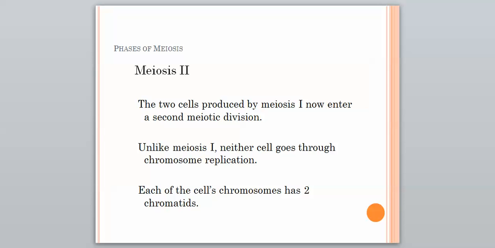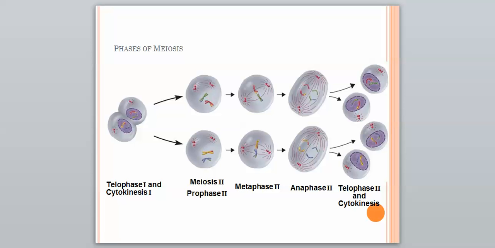So remember, we started with interphase 1 where the chromosome replication occurred in Meiosis 1. We're not going to do that in Meiosis 2, and because of this, each of the cell's chromosomes has two chromatids. This is where we ended last time with telophase 1 and cytokinesis 1, and now we're going to look at prophase 2, metaphase 2, anaphase 2, telophase 2, and cytokinesis. As you can see, our result is going to be 4 cells instead of 2, like mitosis.